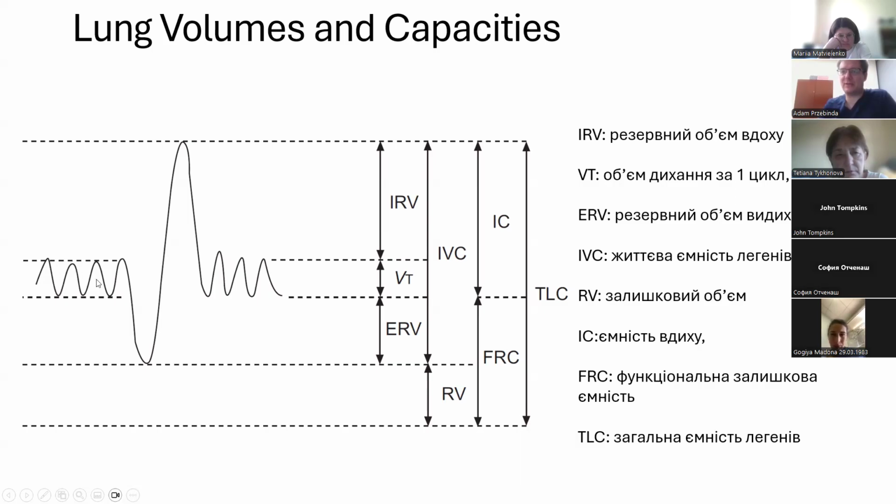This small up and down here is just your tidal breathing. So like what we're doing now, just slow in and out breathing. And the volume of this is small. It's called a VT, which is this here. This is tidal volume. And there are various other volumes and capacities if you break this picture down.